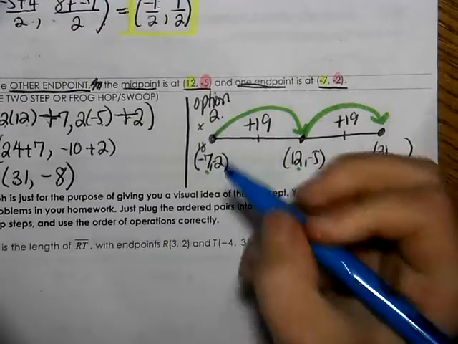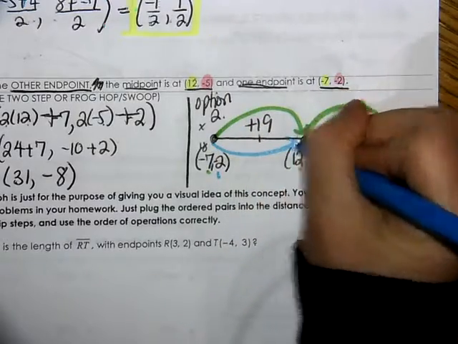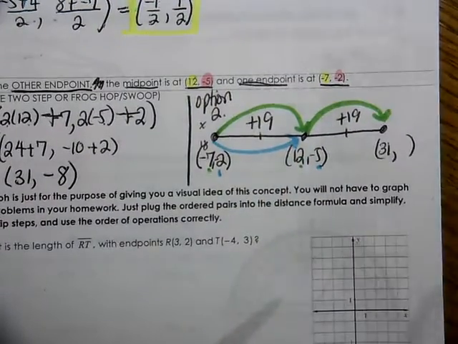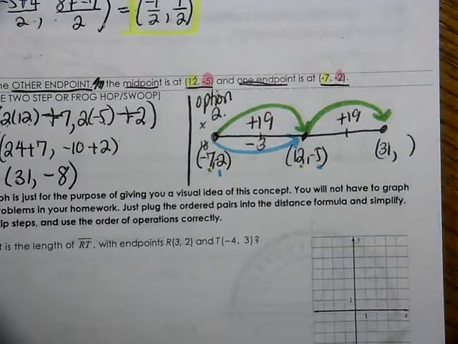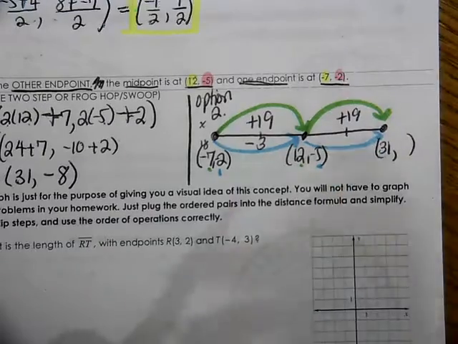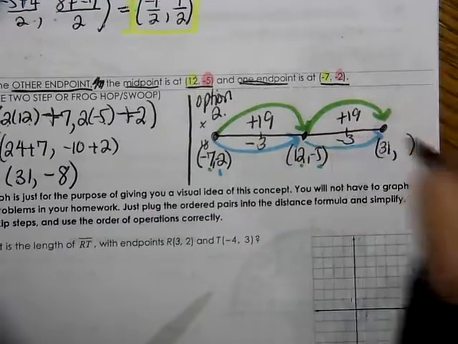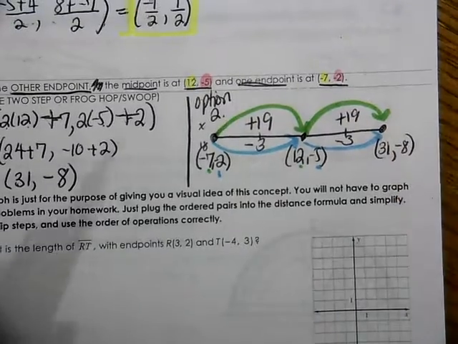Just below, we're going to be working with our y values. How do you go from negative 2 to negative 5? What do you do? Well, we would subtract 3. And now we're going to repeat that. Going from negative 5 to the next point, we would also subtract 3. Negative 5 minus 3 is negative 8.